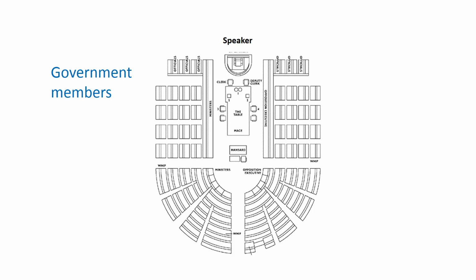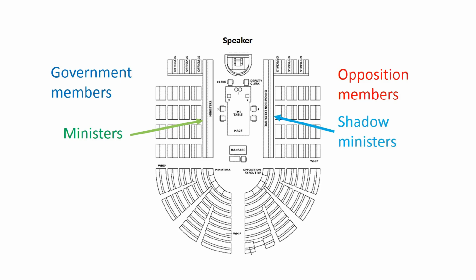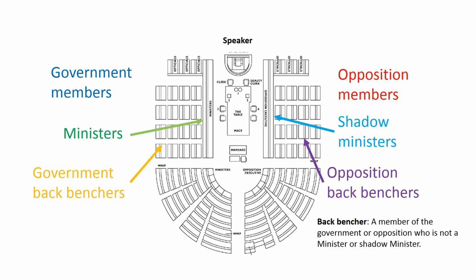The government members of the House sit to the right of the Speaker, and the opposition members of that House sit to the left of the Speaker. Ministers sit in the front row of the government benches, and shadow ministers sit in the front row of the opposition benches. Behind the ministers we have the government backbenches, and behind the shadow ministers we have the opposition backbenches.